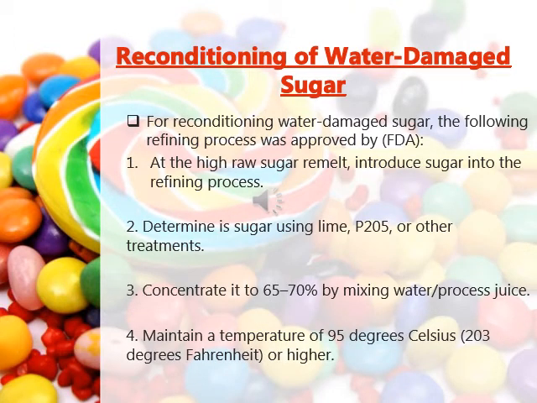For reconditioning water damaged sugar, the following refining process was approved by FDA. First, at the high raw sugar remelt, introduce sugar into the refining process. Then determine the sugar using limit P205 or other treatments and concentrate it to 65 to 70% by mixing water or processed juice. Maintain a temperature of 95 degrees Celsius or higher.